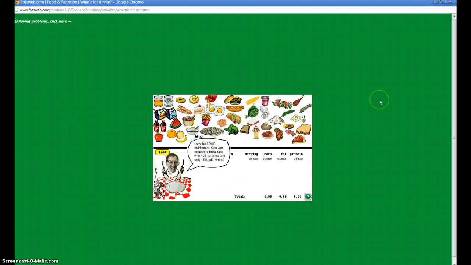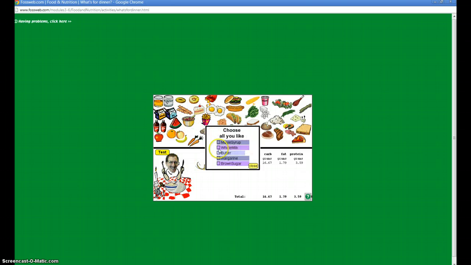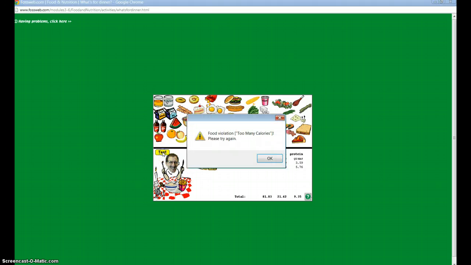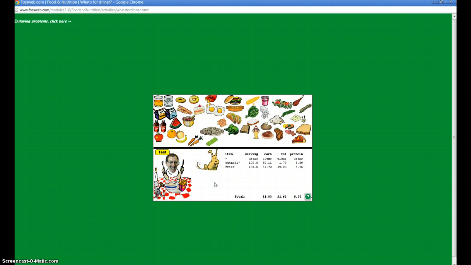So basically this is asking you to move food onto a plate. That's 425 calories and 15% fat. And then you'll get some options. I like this food violation, too many categories. I like this module. I think it's a good way to get kids starting to think about what foods they should eat on their plate.